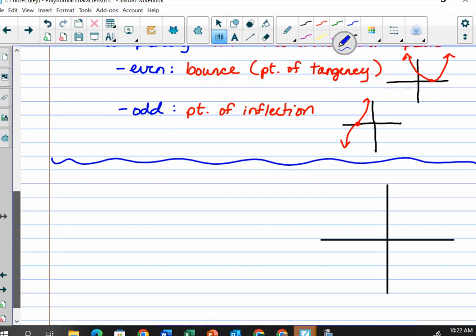Okay, our function here, we're going to do f of x equals (x minus 1) quantity cubed times (x plus 2) times (x plus 4) quantity squared.